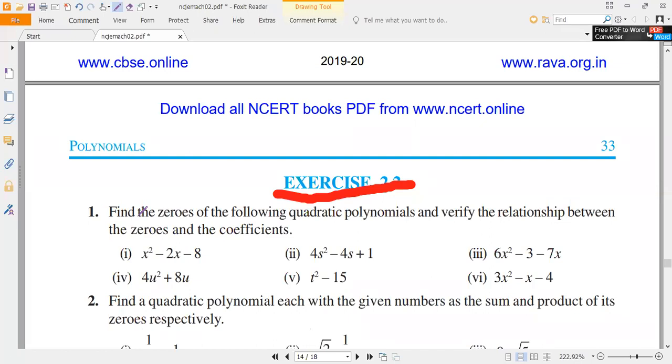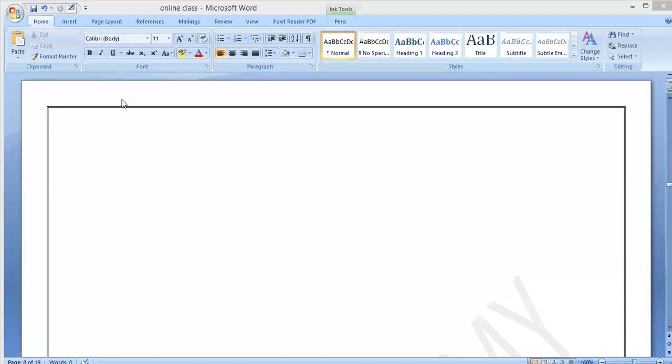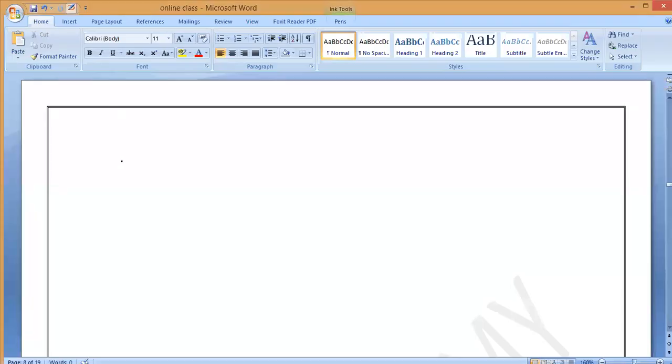Now, all of you take the first question. What is the first question? X square minus 2x minus 8. All of you start doing that question. X square minus 2x minus 8. Here we have to find the zeros of the polynomial.